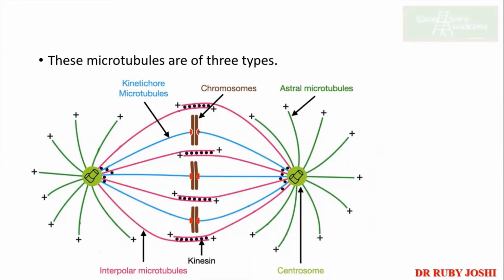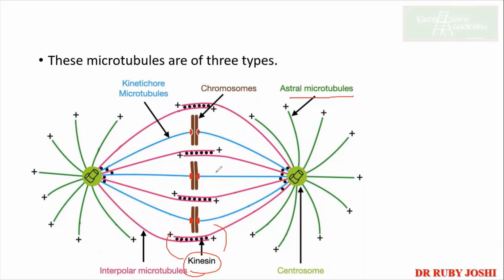Okay, so these microtubules now, as already mentioned, kinetochore microtubules are going and attaching with the chromosomes, right? Then we have got the astral microtubules and the interpolar microtubules. So you can see here the interpolar microtubules are making connections with the other interpolar microtubules. And then you have got the kinesin motor proteins over here. Then we have got the astral microtubules.